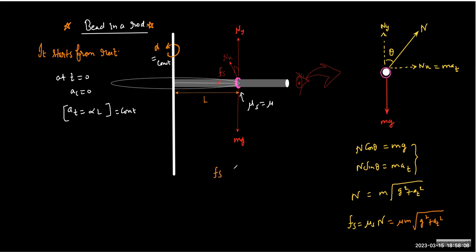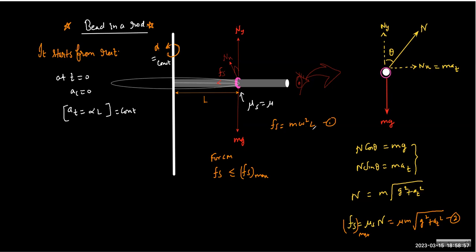You're going to write Fs for circular motion. Fs must be less than or equal to its limiting value, correct? Yes. Which means mu into m into under root of g square plus at square must be less than or equal to mu into. Oh, my bad. And we have to write the centripetal equation. So the net force towards the center is how much? Fs equals m omega square L, correct? So this is Fs max, my bad. This is Fs max, what I'm writing. So Fs max is mu into N, and that's why mu m root of g square plus at square. This is how we are going to get the Fs max.